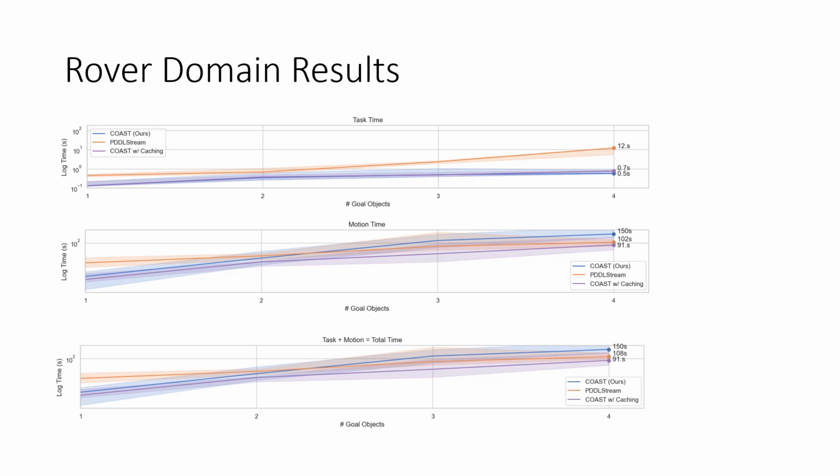Lastly, we compare the total planning time. We can see that the task planning time for this domain is relatively insignificant, since there aren't many movable objects. In motion planning, we perform worse than PDDL stream without our caching, but with caching we can achieve faster performance.